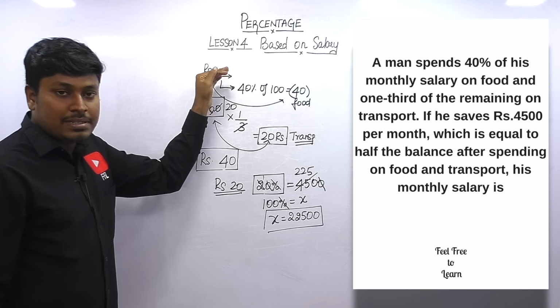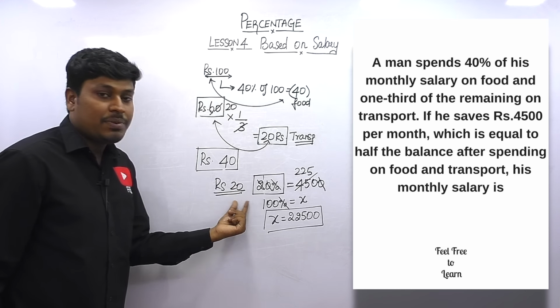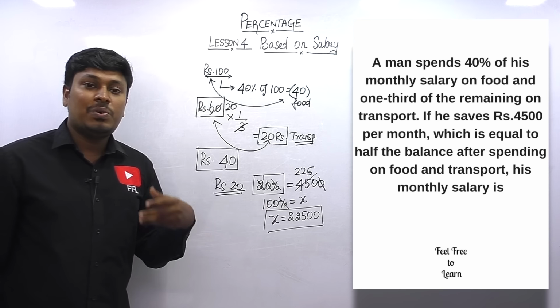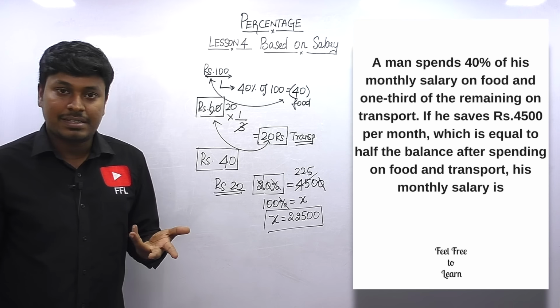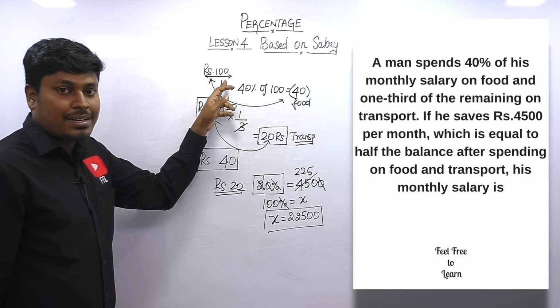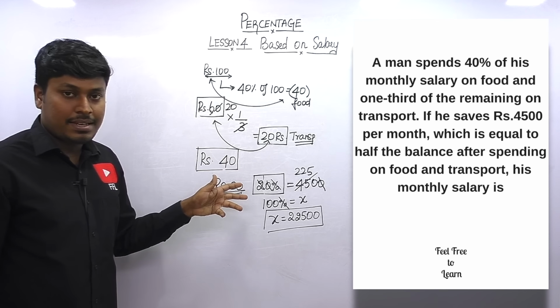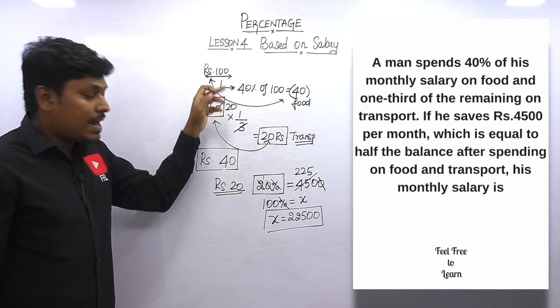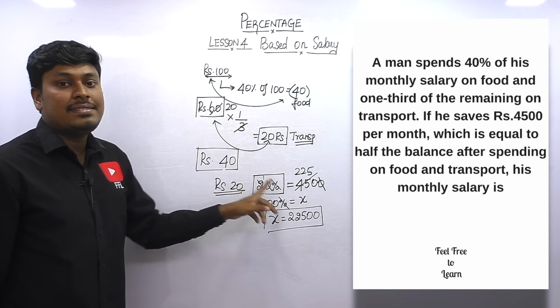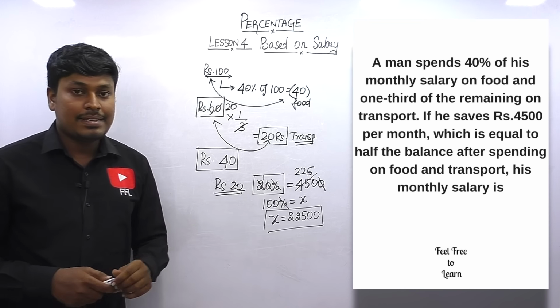So initially keep this as 100 rupees. At last you can change this to percentage, so that you won't make any mistake while solving a question. Initially if you keep this as percentage, sometimes beginners will make a mistake. So better keep this as 100. At last, after finding the answer, change this to percentage, so that you will get the answer easily.